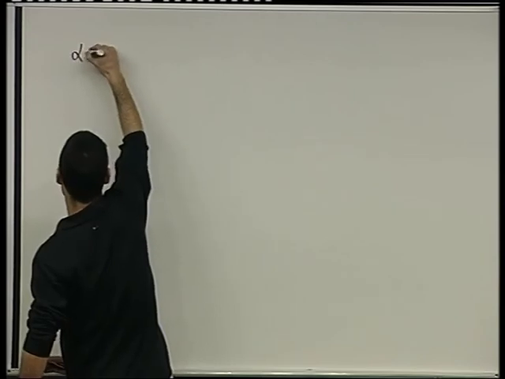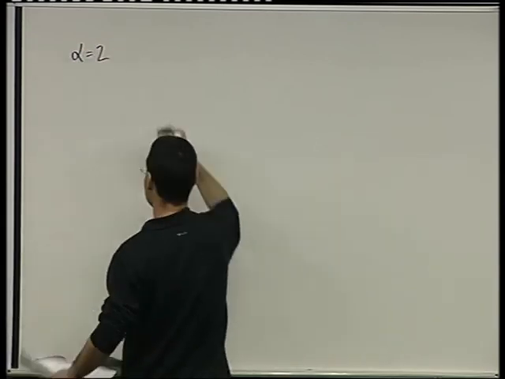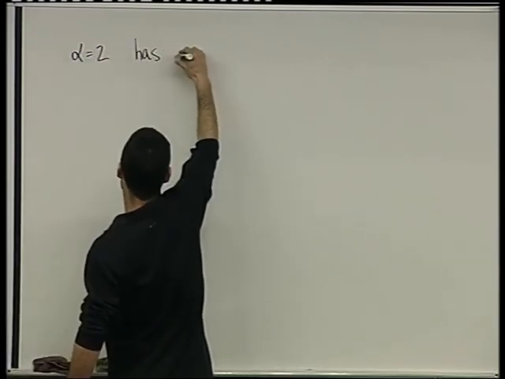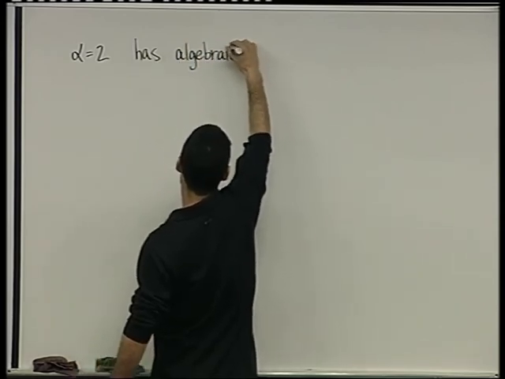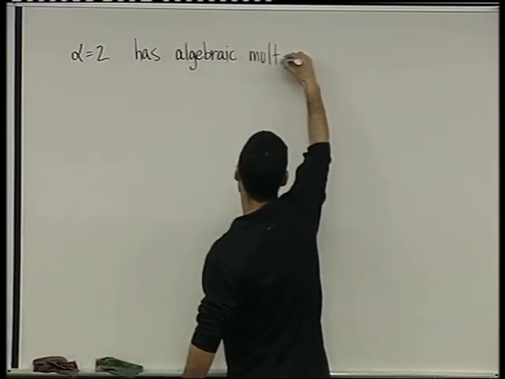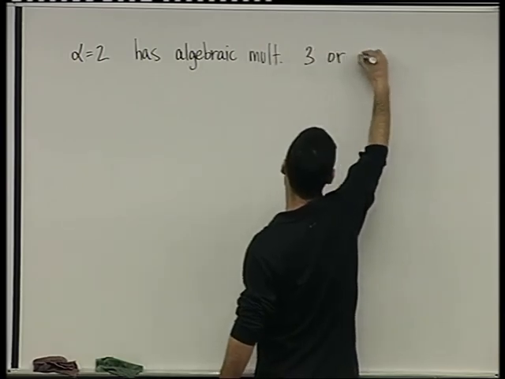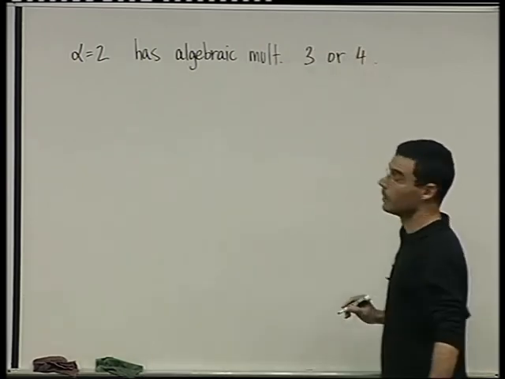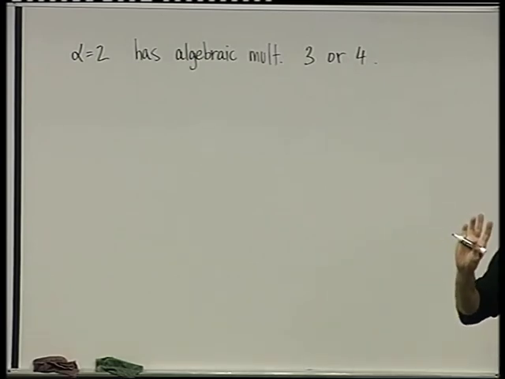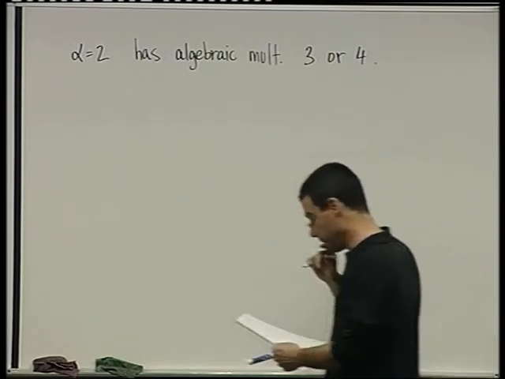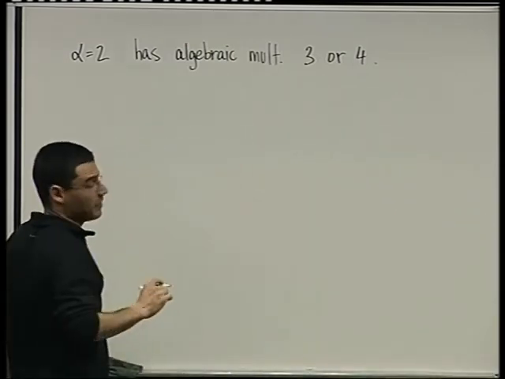So alpha equals 2 has algebraic multiplicity 3 or 4. Right? Because its geometric multiplicity is 3, and the algebraic is greater than or equal to that. Okay, so it's 3 or 4. What are all the eigenvalues of A?